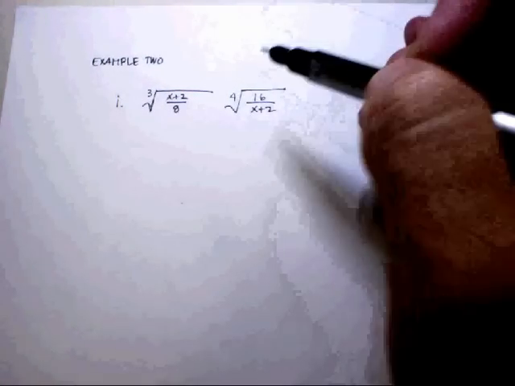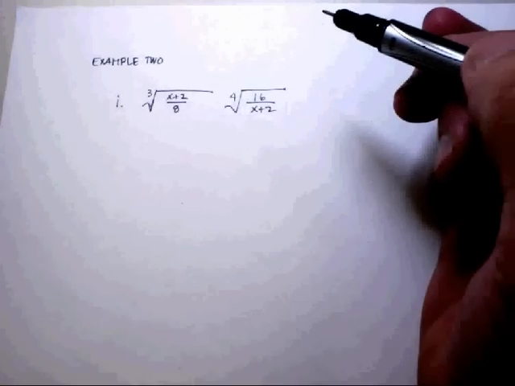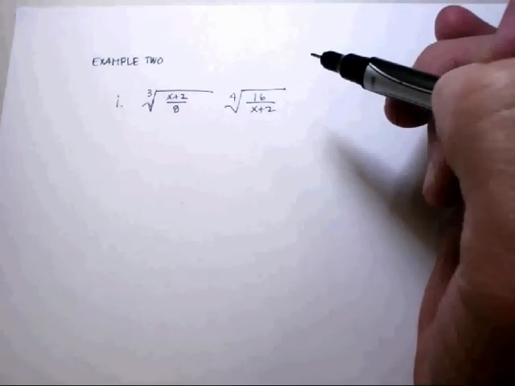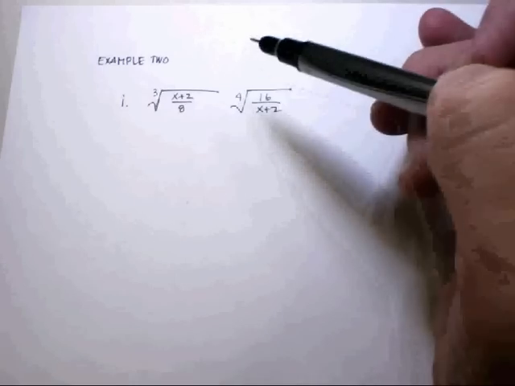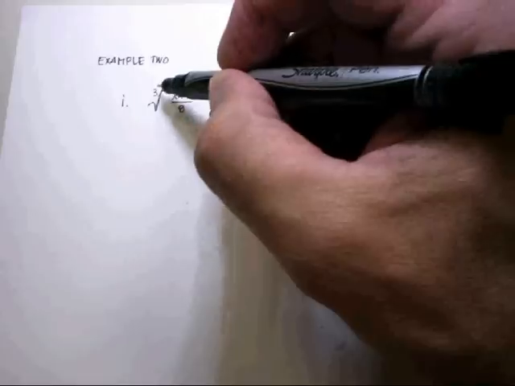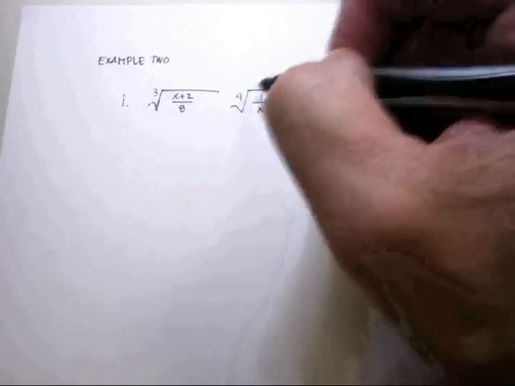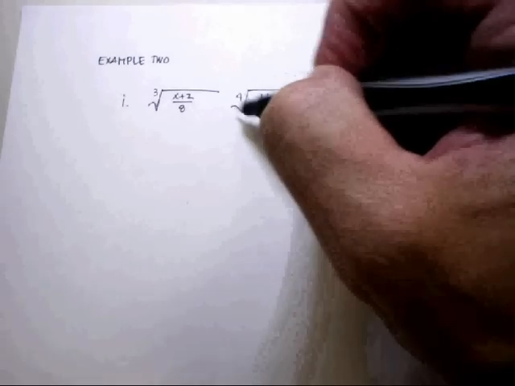This video demonstration is another example of multiplying radical expressions that have a different index. Remember, the index is the number that's in the crook of the radical sign. We call it the crook of the arm there.